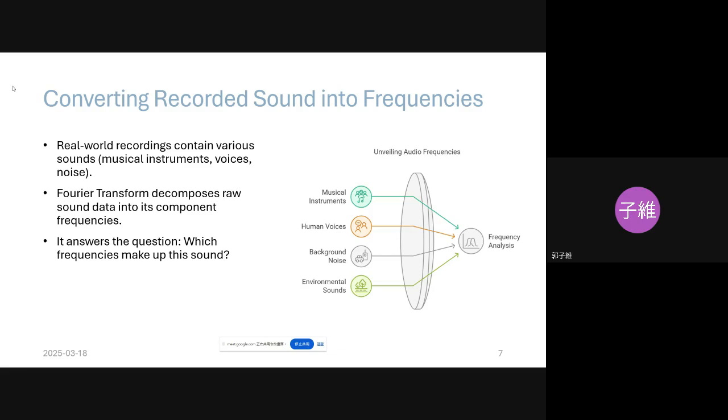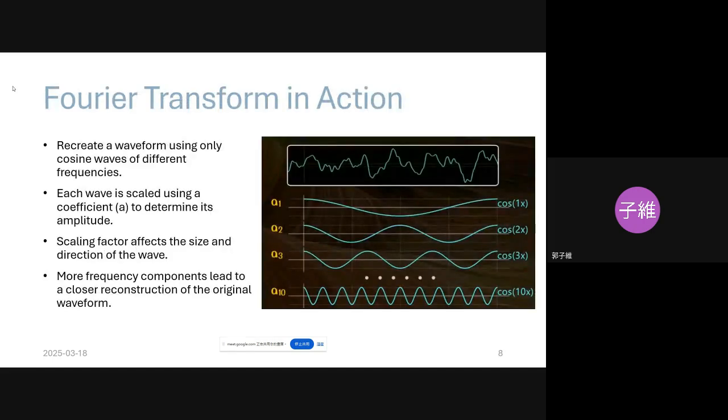Now, converting recorded sound into frequencies. Now, the real world is noisy. The recordings may contain various sounds other than the musical instruments. It may have some noises due to a lot of reasons, but we don't want that. Now, we can use Fourier transform to decompose raw sound data into its component frequencies. So it answers the question, which frequencies make up the sound?